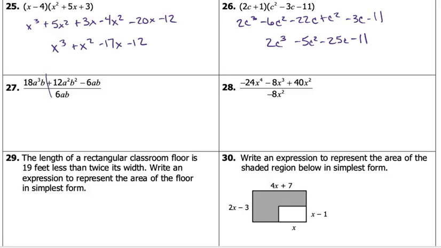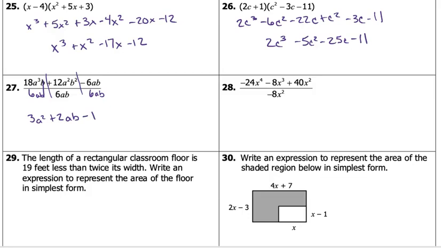So I'm going to kind of do that. I'm going to be like, okay, this is like 3 fractions, and everybody divides by the same denominator. Okay, 18 divided by 6 is 3. A to the third divided by a is a squared, and b divided by b cancels to 1. 12 divided by 6 is 2. A squared divided by a is a to the 1, so a. B squared divided by b is just b, okay. And then my last term has negative 6ab divided by 6ab. Well, anything divided by itself is simply 1.